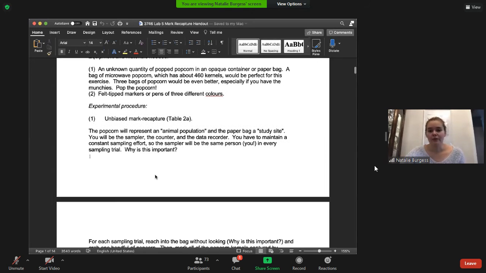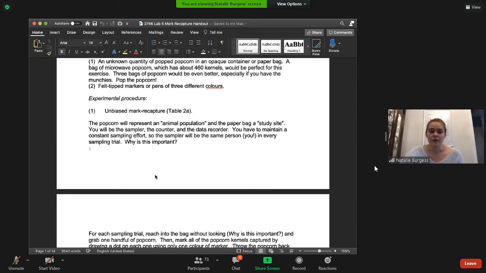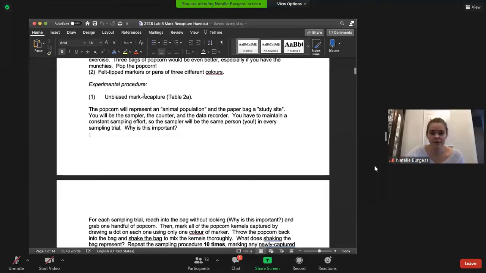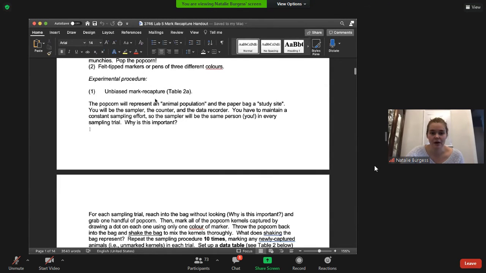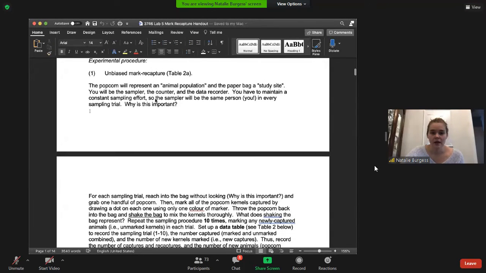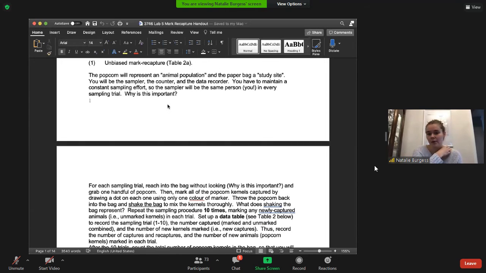So I'll very briefly go over the experimental procedure. Your GTA in each of your breakout rooms can go through it more in depth if you have more questions. But first, we're going to be doing an unbiased mark recapture. Basically, your popcorn is representing an animal population, and the paper bag is your study site. You'll be the sampler, the counter, and the data recorder.